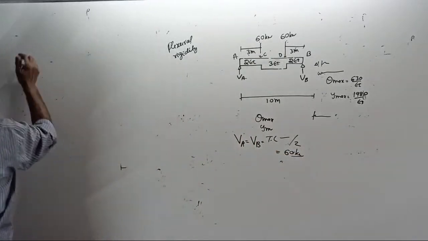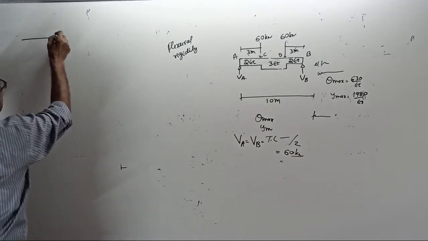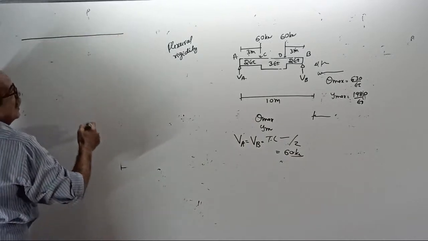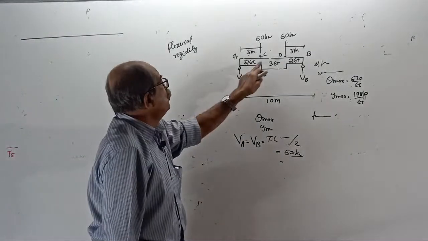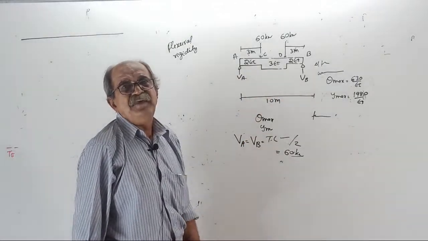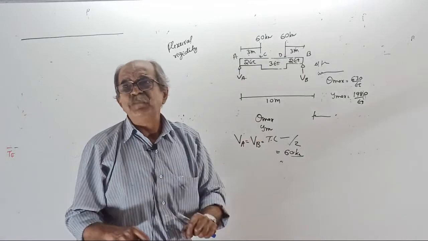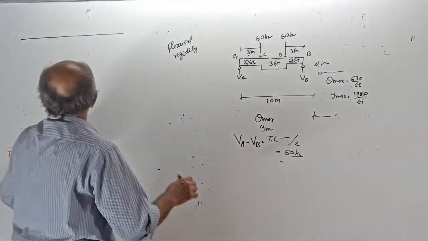Draw the beam neatly. Then I'll give one homework for you. Usually they don't give 2, 2 and 3. The usual practice is they give the ends EI and the middle 2EI. Homework I'll give you.